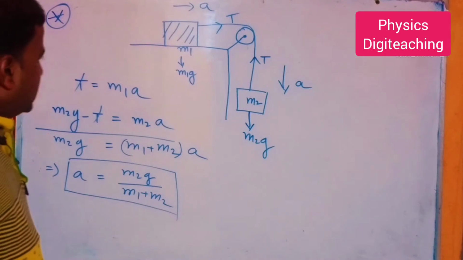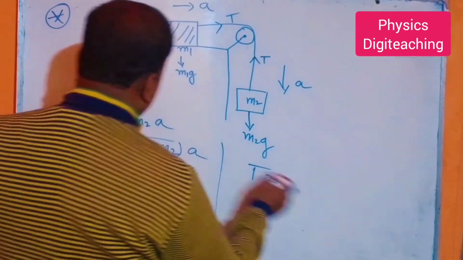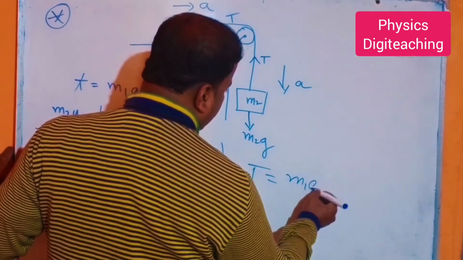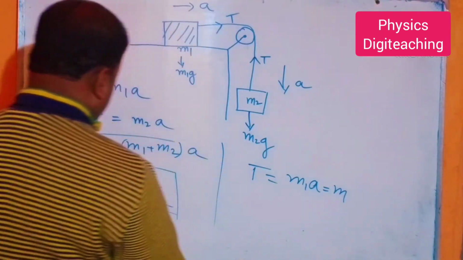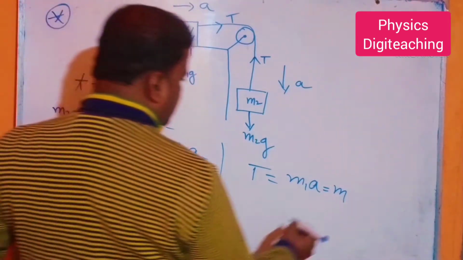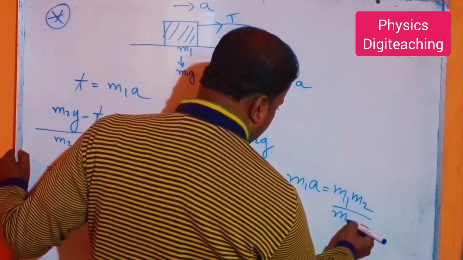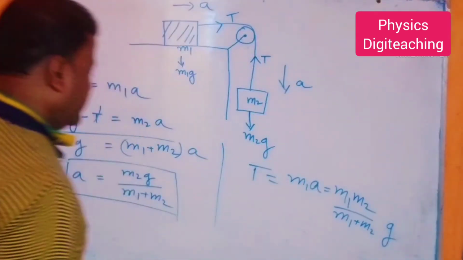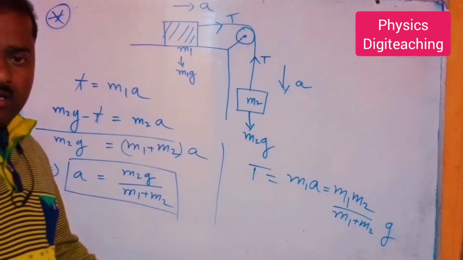Now we calculate the tension. It is very easy. Here T equal to m1 into a, and a equal to m2g by m1 plus m2, that is T equal to m1 into m2 by m1 plus m2 into g. This is our tension. It is very easy.